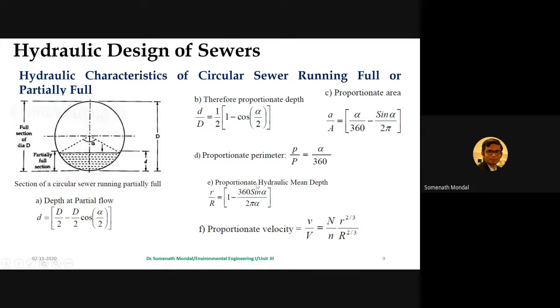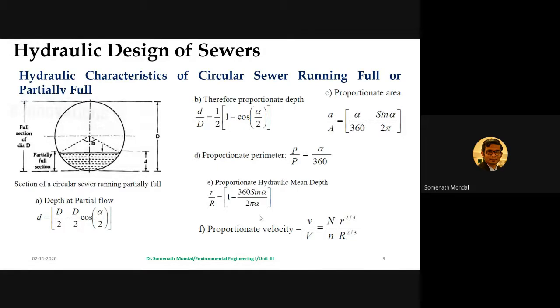Now if I ask you to calculate the proportionate hydraulic mean depth, that becomes small r by capital R, and basically your capital R is d by 4, which we have calculated before, or I have discussed before. So once you do that, your proportionate HMD would be one, as your d by 4 gets cancelled out in this case, so you get 1 minus 360 sine alpha by 2 pi alpha. So that is the proportionate hydraulic mean depth.